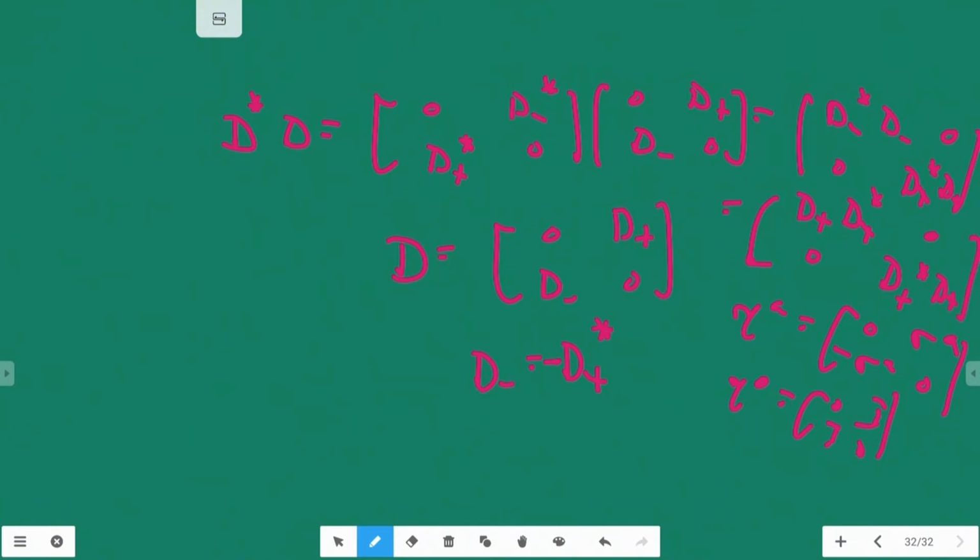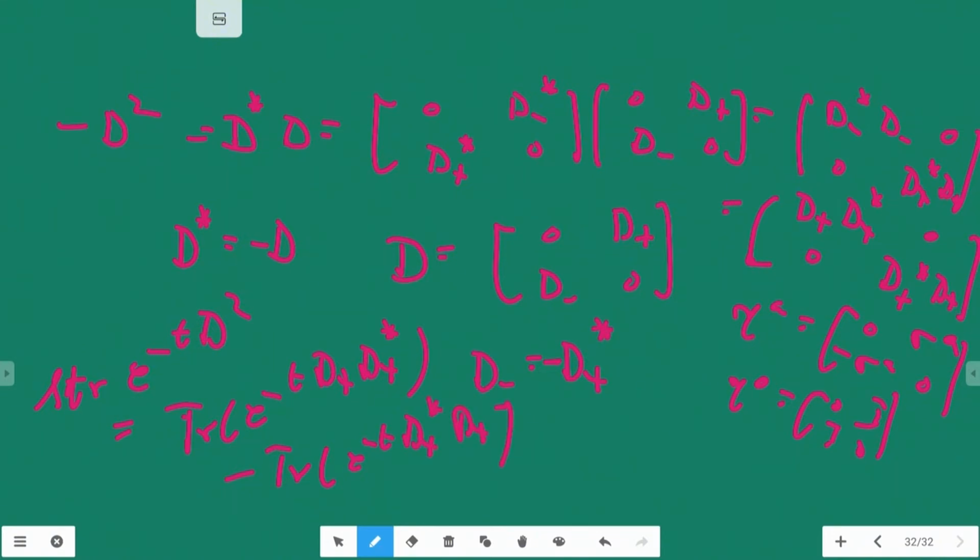So if you compute, D star is of course minus D, so this is minus of D squared. In other words, the index of D squared, if you look at the super trace of e power minus t D squared, that is nothing but the super trace of this matrix e power minus t. This will come out to be a trace of e power minus t D plus star D plus minus trace of e power minus t D plus star D plus.